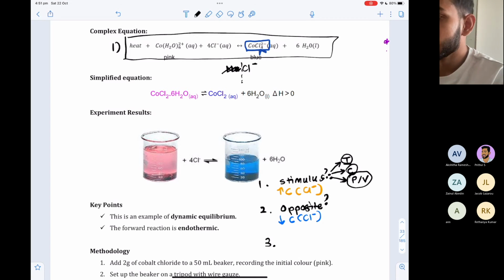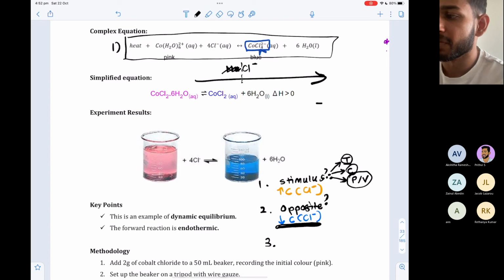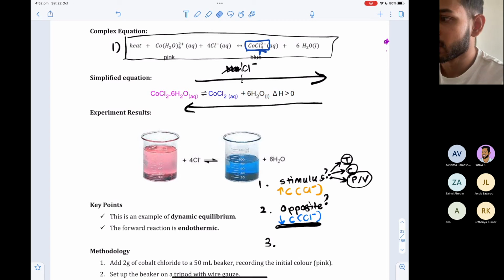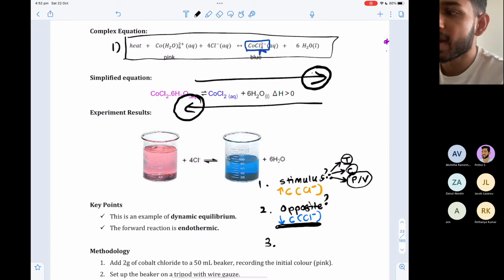Now, finally, let's go to Akshita. Akshita, what direction must I go to achieve this opposite effect, which is decreasing the concentration of chloride ions? Should I favor the forward reaction and go this way, or should I favor the reverse reaction and go this way? Reverse reaction? Let me help you out. Wherever this arrow is pointing, that's what you're going to make more of. So when we favor the forward reaction, the arrow is pointing to the right-hand side.